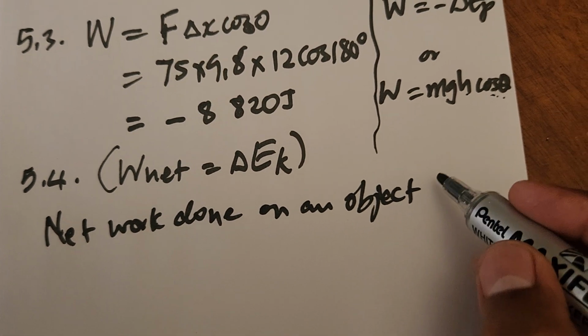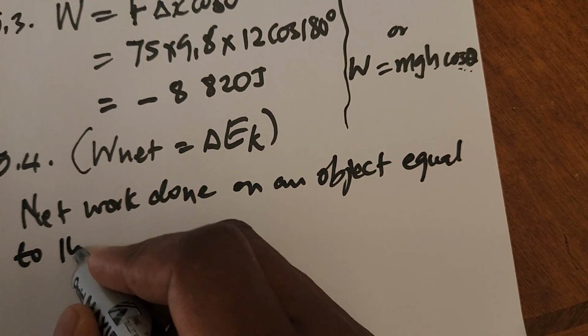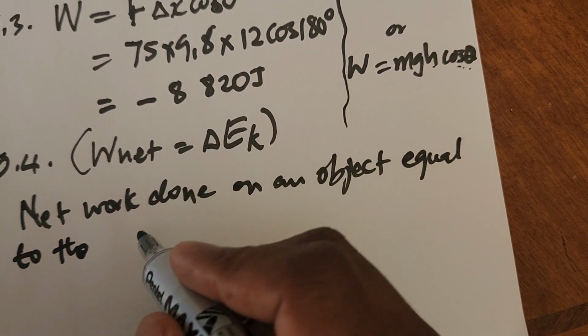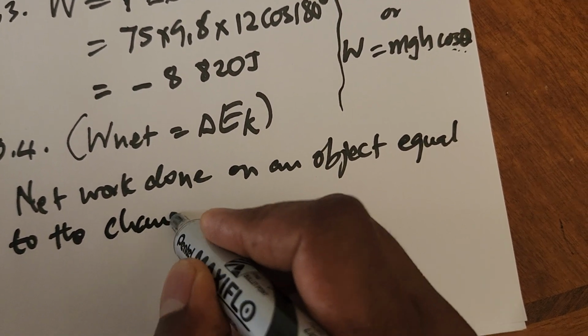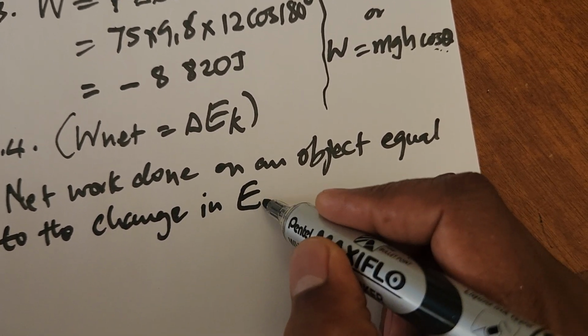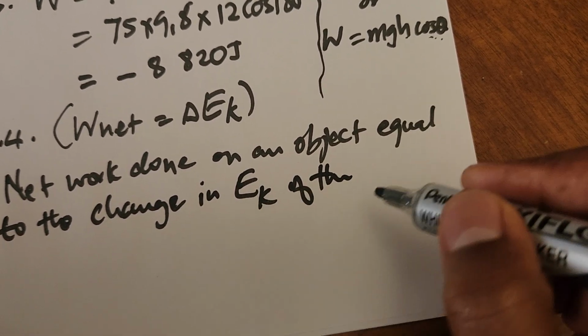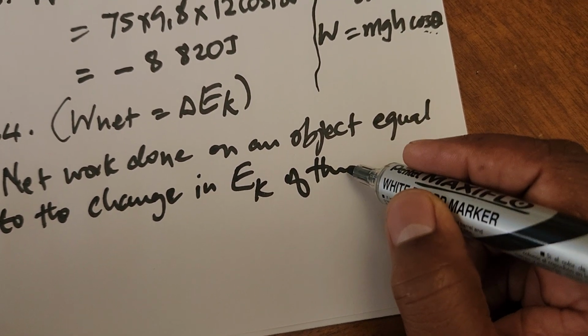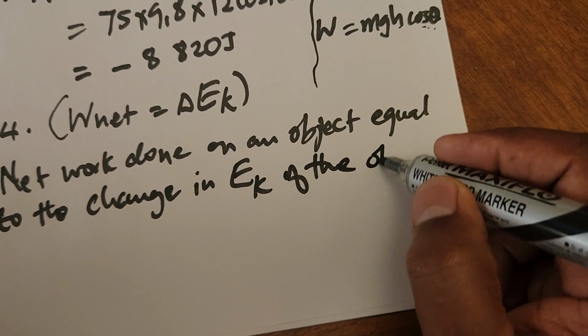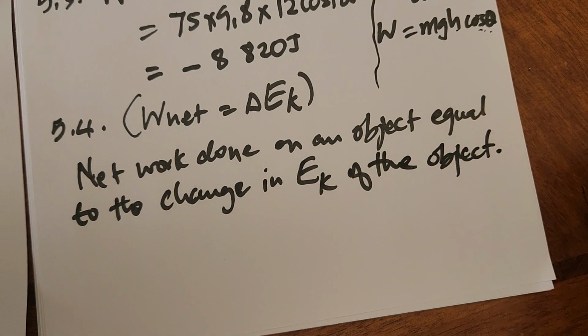That is the left-hand side, equals to the change. The delta is change in kinetic energy of the object. Don't be like me and write EK. You can write the whole word, kinetic energy of the object. That is the definition for 2 marks. Fine.